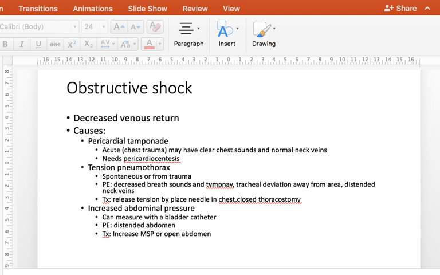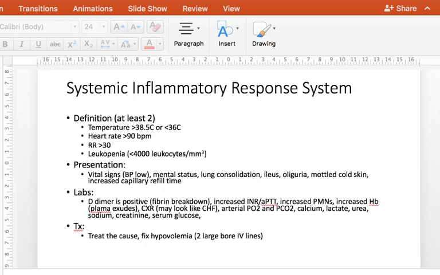You can also get it from increased abdominal pressure. So, like if you push down on your abdomen, what that's doing is decreasing the flow back to your heart. So, on physical exam, you'll see a distended abdomen, and treatment would be to increase the mean systolic pressure somehow, so whether that be vasoconstriction or not. Or you could also relieve it by opening up the abdomen. Either way, it's a little bit of a tricky thing that should only be done by a trained physician.